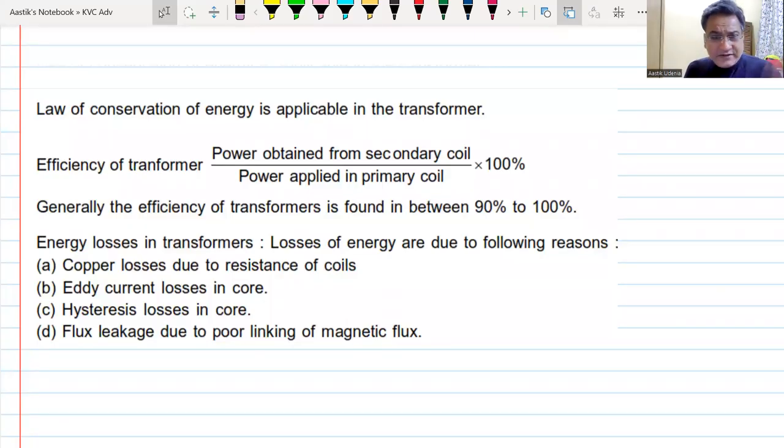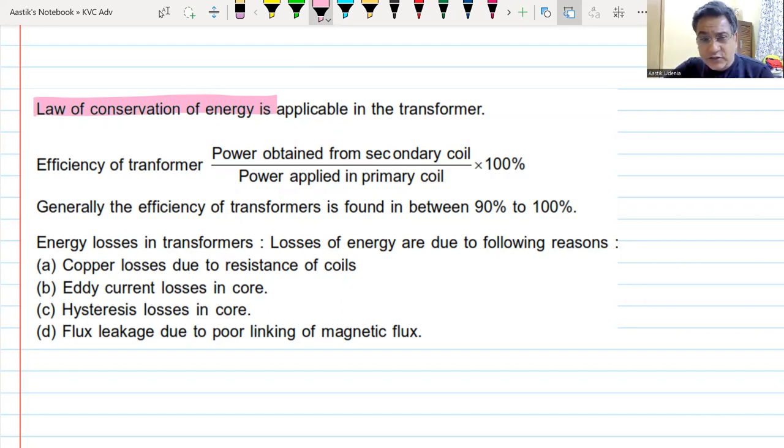Remember, law of conservation of energy is applicable. It is applicable everywhere. Now, whatever we have done, ES by EP is equal to IP by IS, input power is equal to output power. This is only applicable if the transformer is ideal. For an ideal transformer, the efficiency is 100%. Efficiency cannot be 100%. But the efficiency of a transformer is very, very high. It can be as high as 99%.